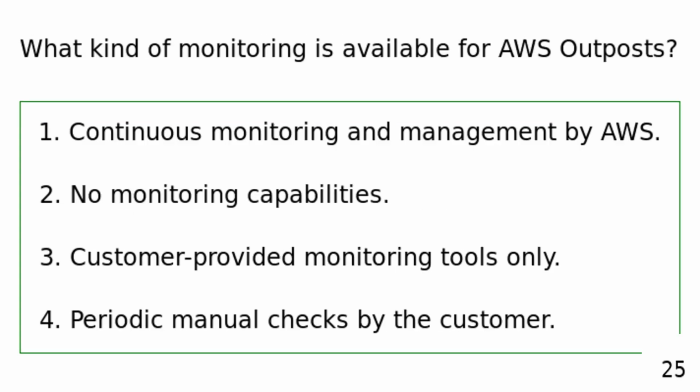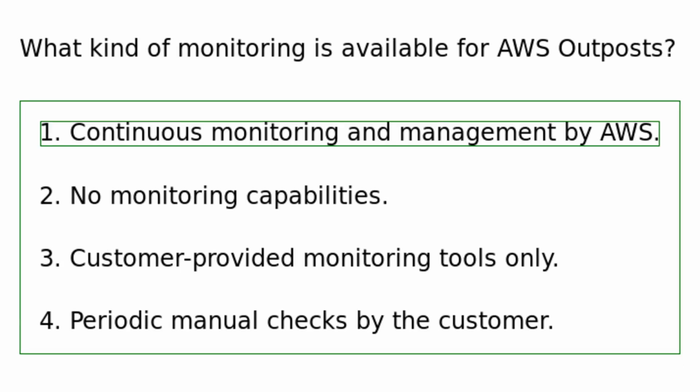What kind of monitoring is available for AWS Outposts? Continuous monitoring and management by AWS. No monitoring capabilities. Customer-provided monitoring tools only. Periodic manual checks by the customer. AWS provides continuous monitoring and management for AWS Outposts, ensuring the infrastructure operates smoothly and securely.